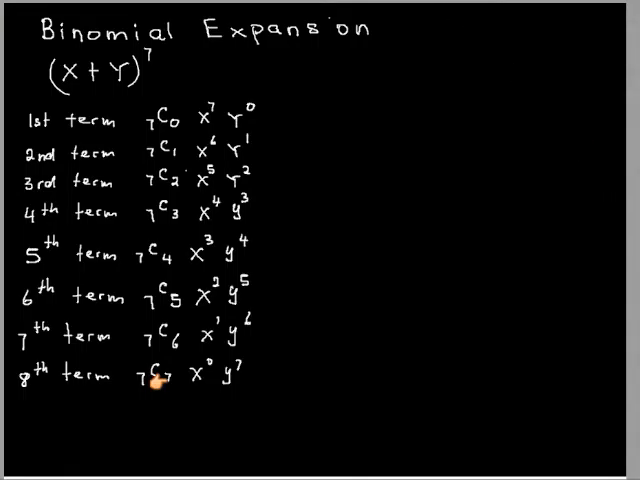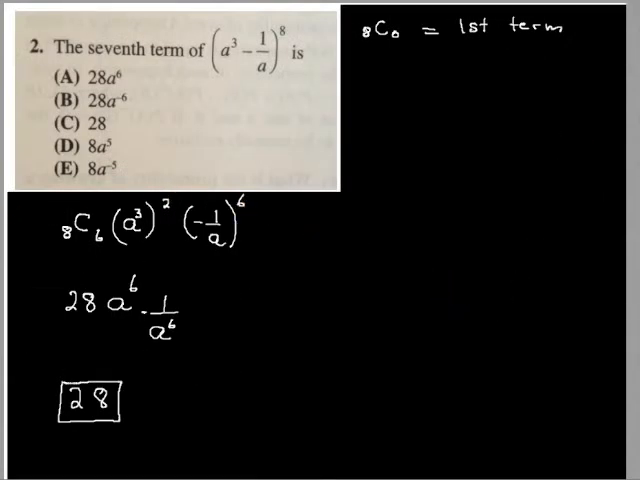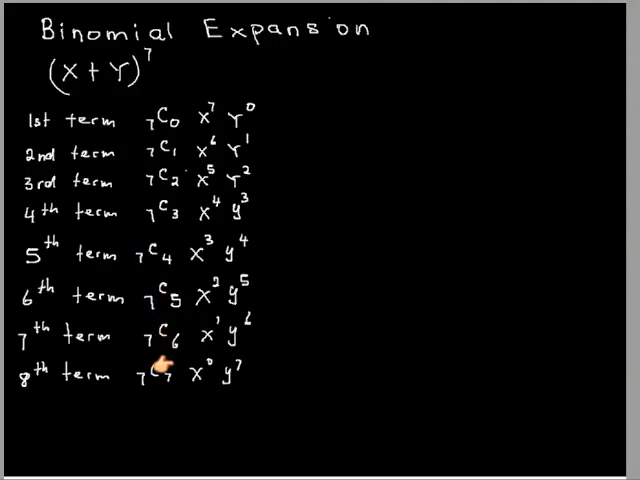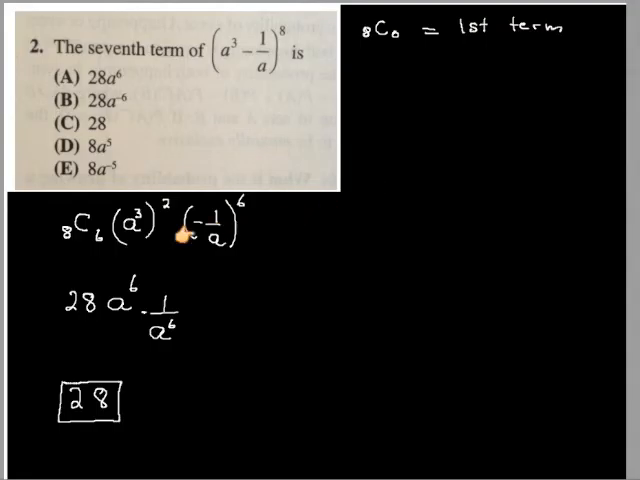Okay, let's go and apply this to an SAT problem. This is an SAT problem. They're asking for the 7th term of this binomial expansion. You know to start with the 0. The first term would start here. But we're not interested in doing the full 9 yards, just the 7th term. So the 7th term is 8C6, and the first term, which is a cubed, raised to the power the difference of these two numbers, and the second term, negative 1 over a, raised to the power r.